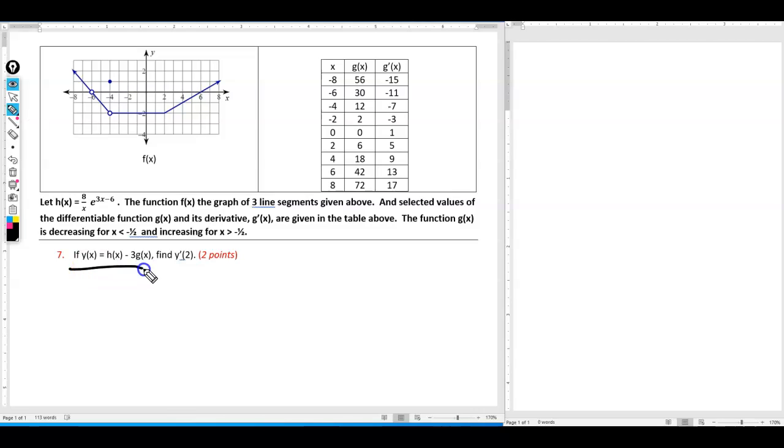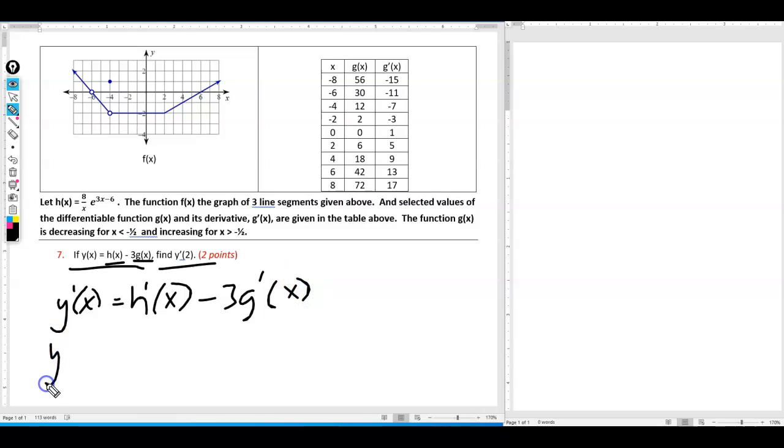So I give you a new equation called the y function, and the y function is h minus 3 times the g function, and they want us to find y prime of 2. And so we're just practicing some derivative properties here. So if I want to find y prime of 2, the first thing I need to do is find y prime. So the derivative y prime is going to be the derivative of h minus 3 times the derivative of g. That's simple. And if I want to find y prime of 2, then I need to find h prime of 2.